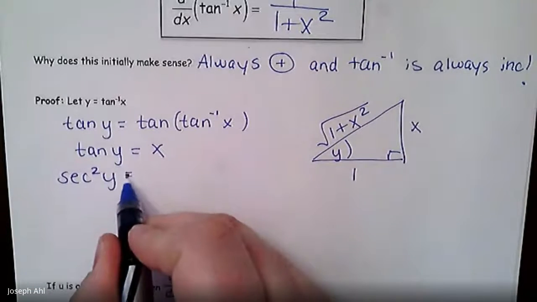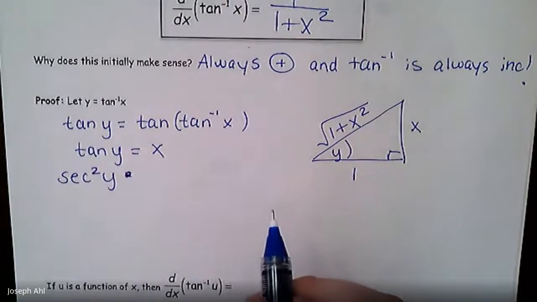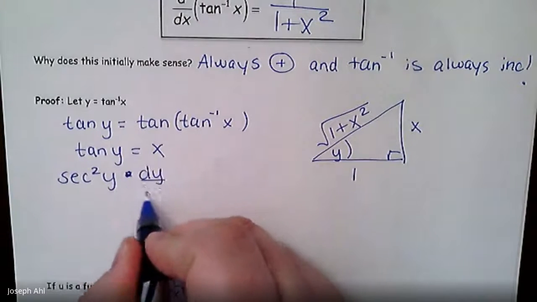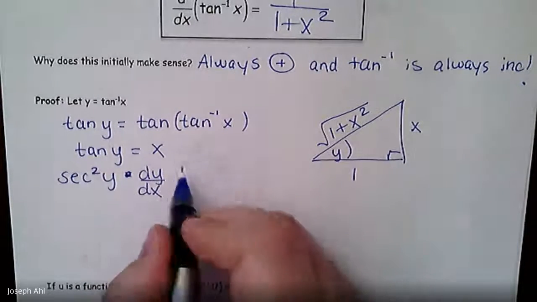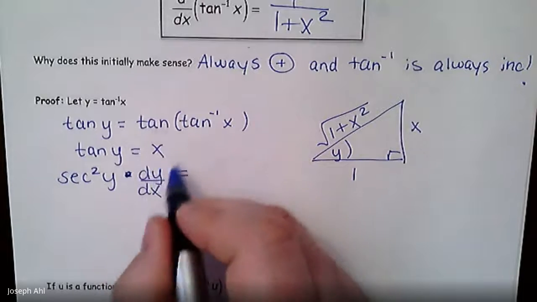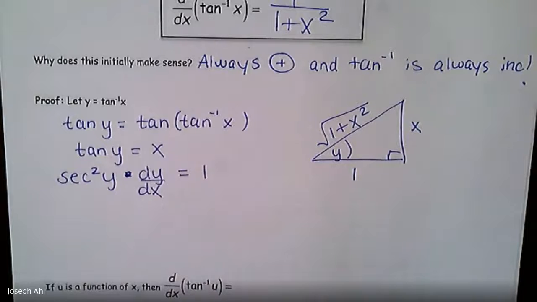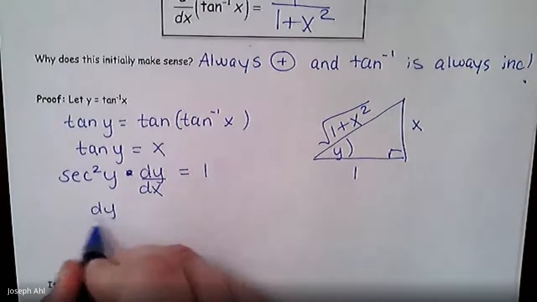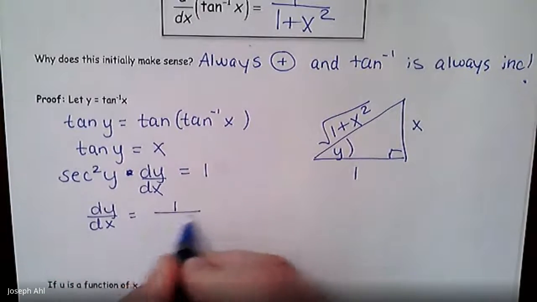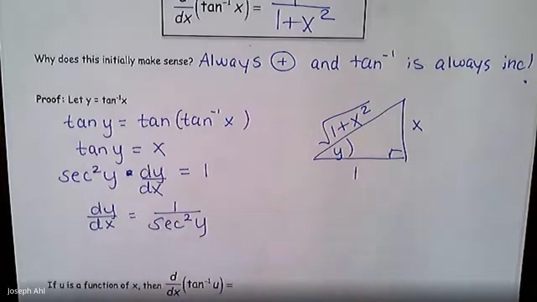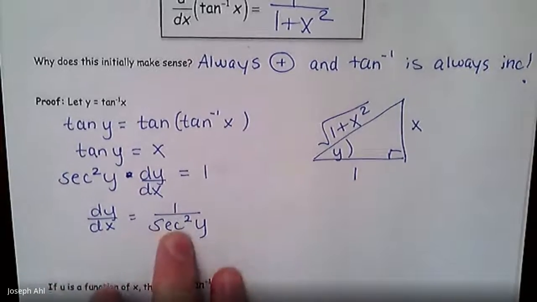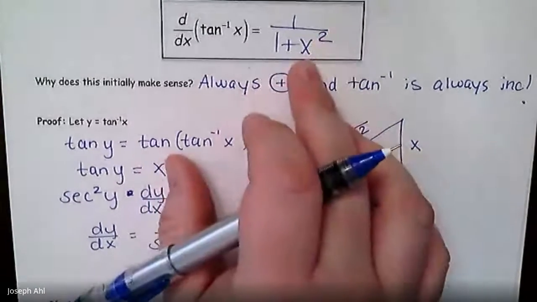And then with respect to x, oops, we got to do that. This would be with some implicit differentiation times dy dx. And then the derivative of x is just 1. So therefore, dy dx would be 1 over secant squared of y, which doesn't quite look like what we have right here.